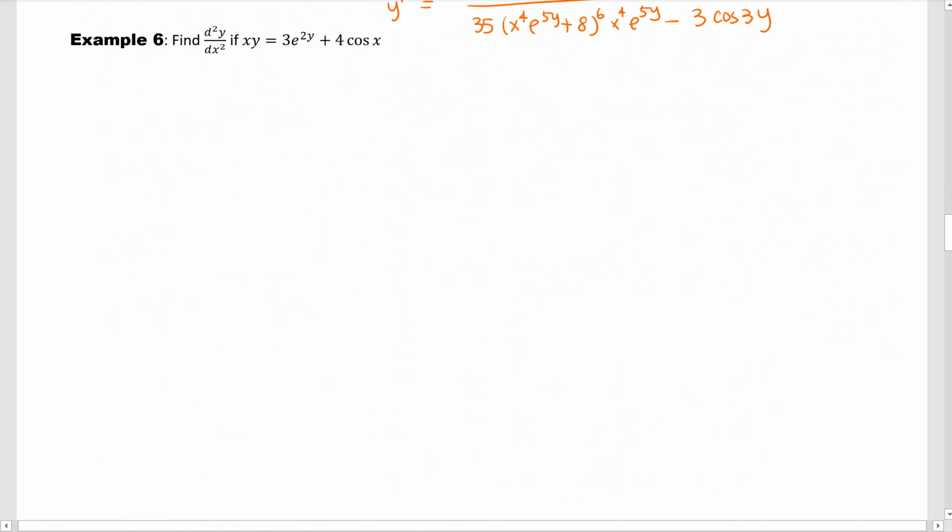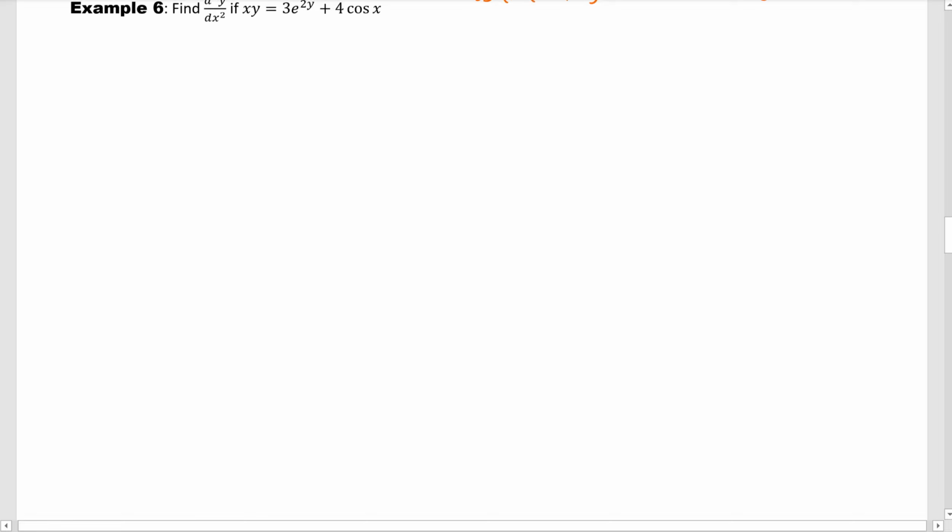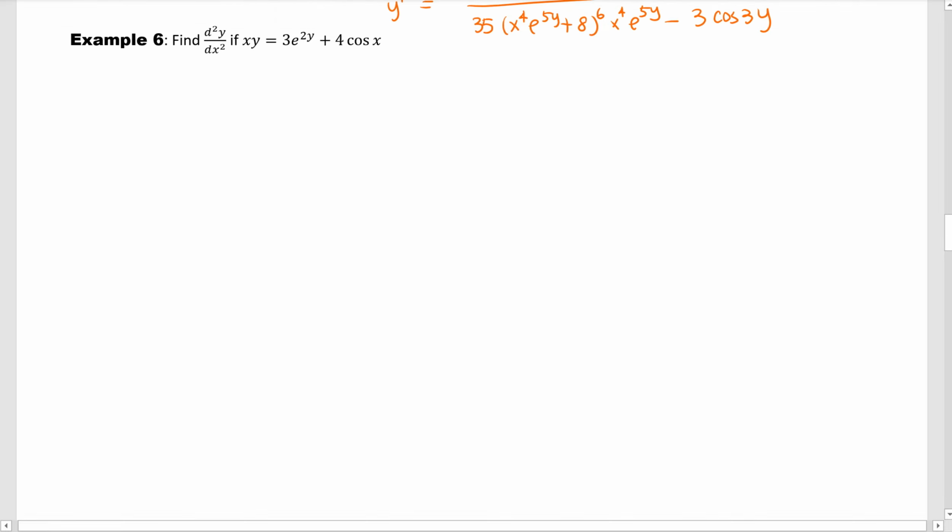Okay, so last example, example 6. We want to find the second derivative. So we're going to first find the first derivative. How do we find the first derivative? Take the derivative with respect to x on both sides.